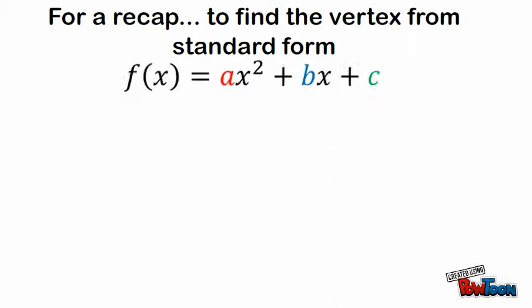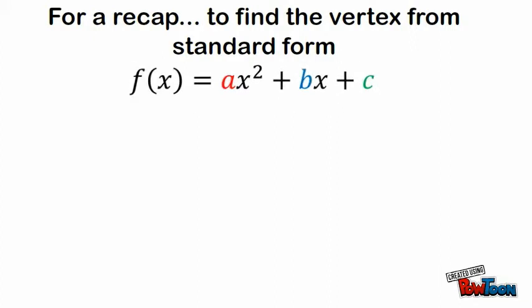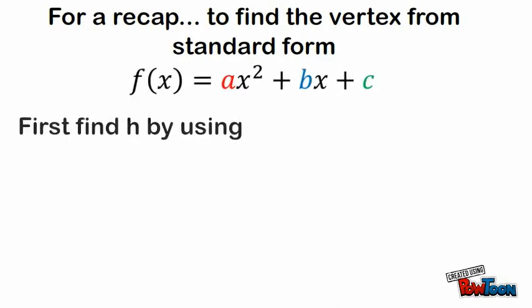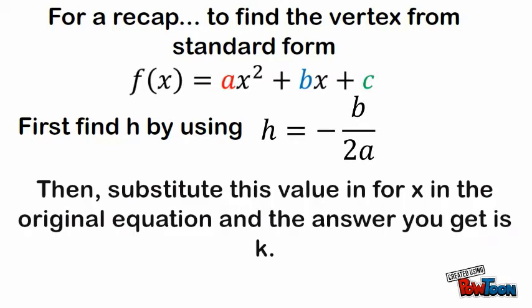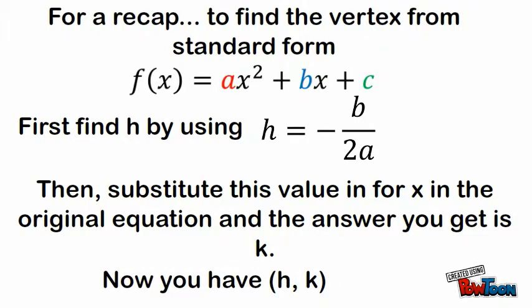Here's a great place to take a few notes. H equals negative b divided by 2a. Plug that answer into the original equation and you get k, which is the vertex, h and k.